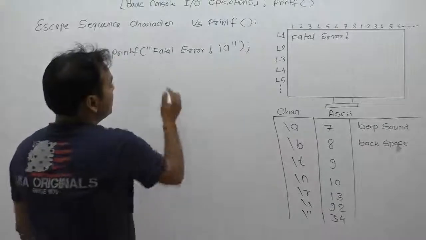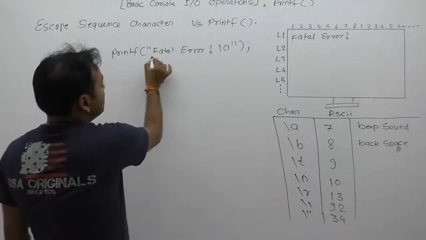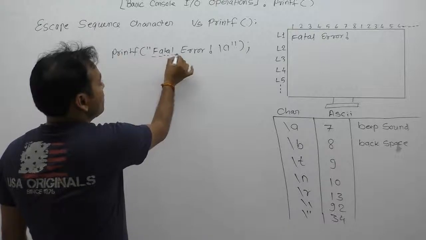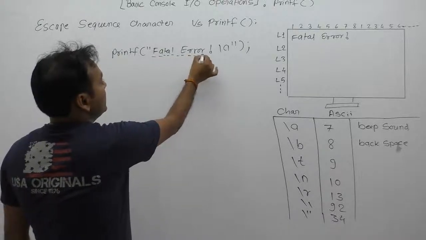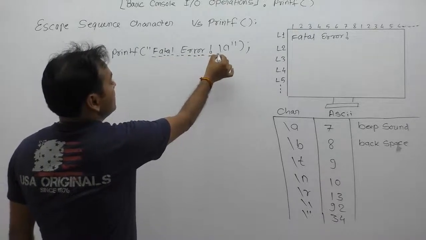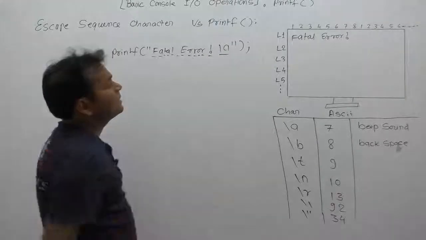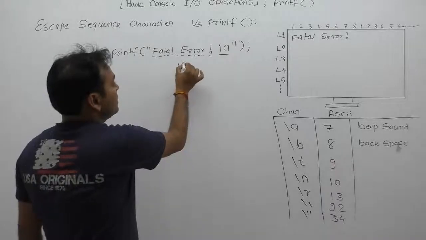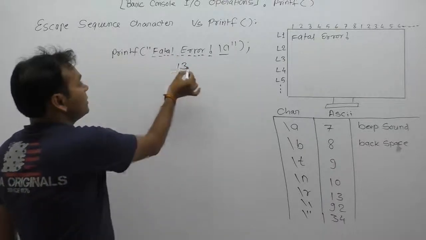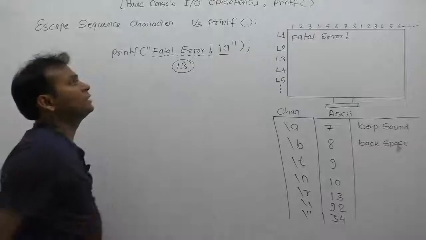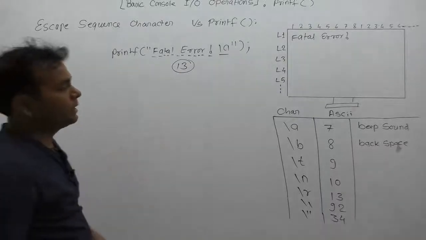One more case, what is the return value of this printf? Counting 1, 2, 3, 4, 5, 6, 7, 8, 9, 10, 11, 12, including the space, 12. \a is counted as a single symbol. Therefore, the total number of symbols we are supplying is 13, and the return value of this printf is also 13.